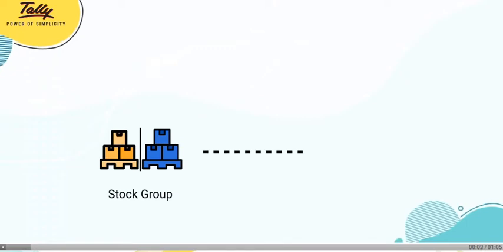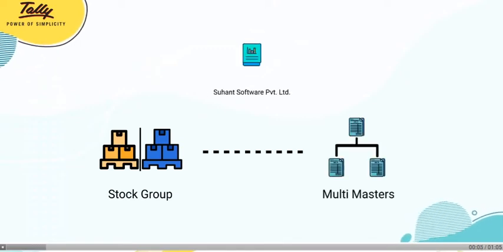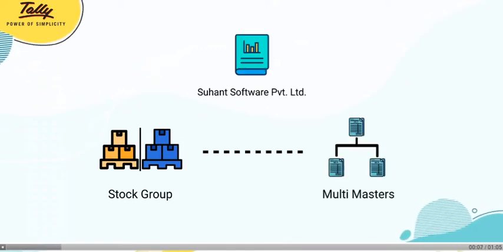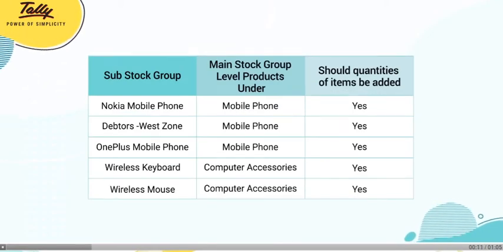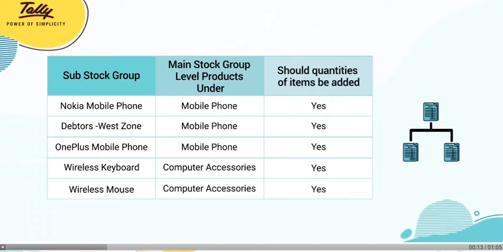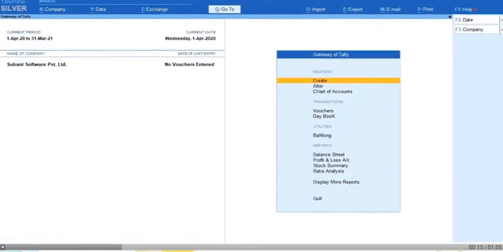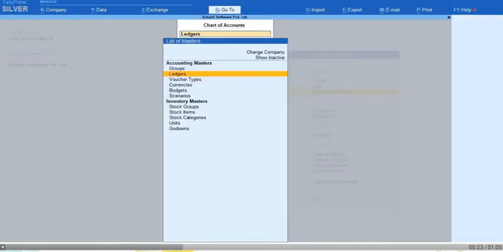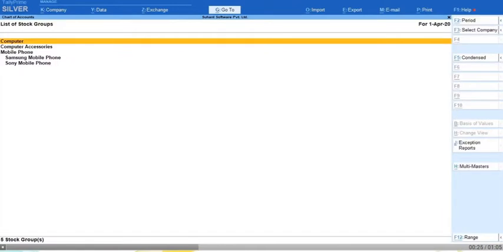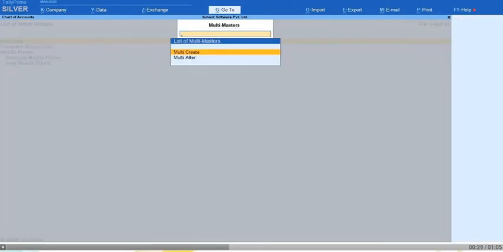Let us illustrate the creation of stock group using MultiMasters option in the books of Suhan Software Private Limited. With the details given, create the stock groups using MultiMasters creation option. To create multiple stock groups from the Chart of Accounts, go to Gateway of Tally, select Chart of Accounts, click on Stock Groups, click Alt-H MultiMasters, select Multi-Create.